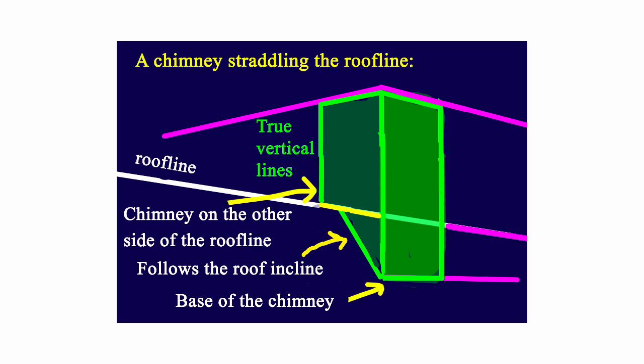This shows a chimney straddling the roof. So we see part of the chimney here and the other part goes on the other side of the roof line. And these lines are all horizontal, as are these.